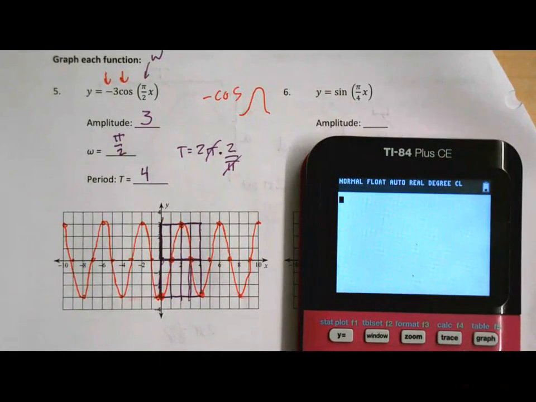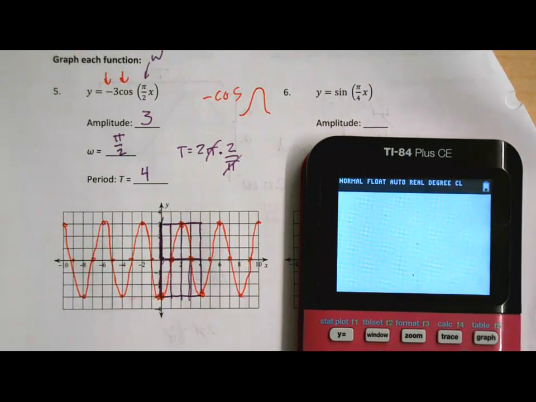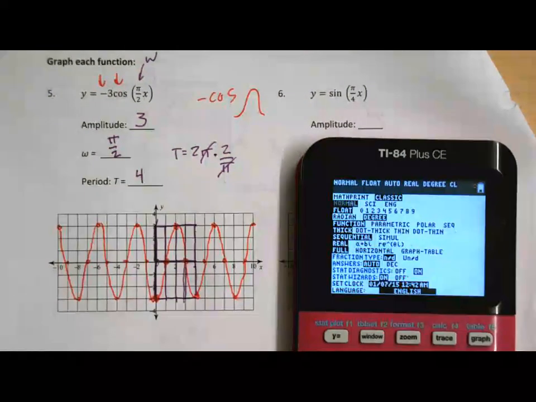Now, we want to decide between degree and radian mode. When we're graphing, typically we're going to be in radian mode. There are a few instances where that might change, but typically we're going to be in radian mode. So hit the mode button and make sure you're in radian mode. If not, go ahead and fix that.